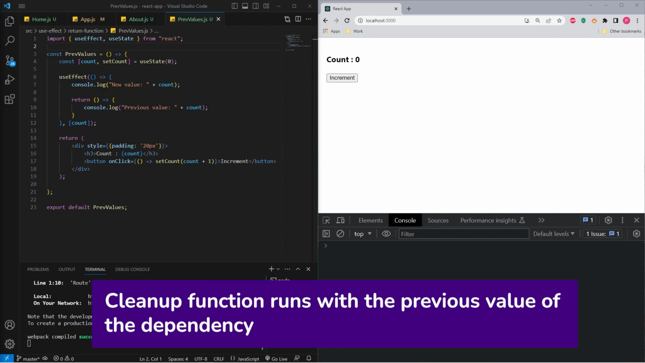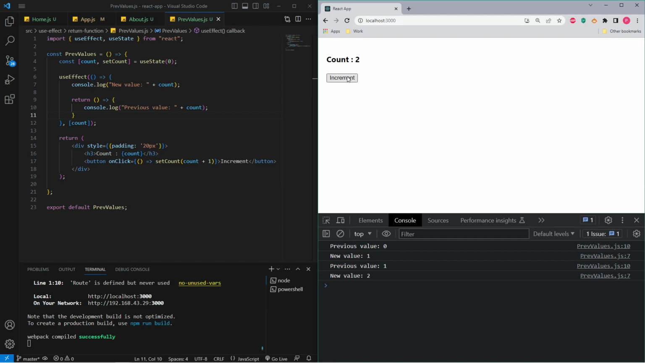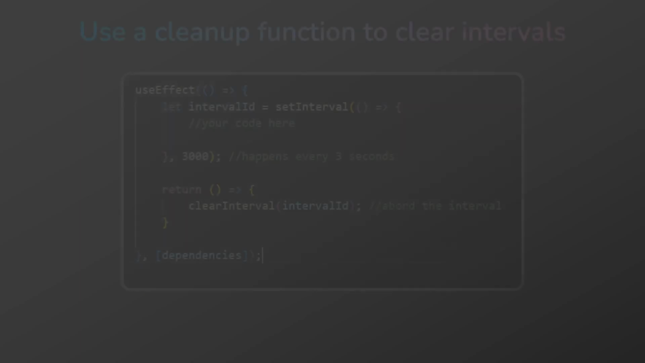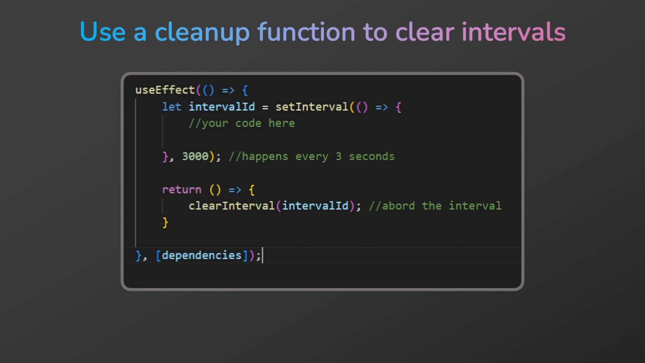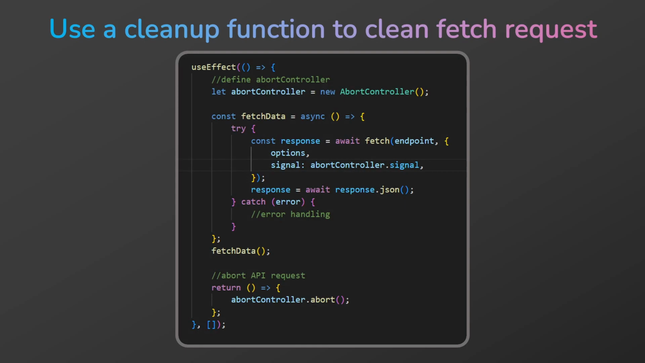A cleanup function executes with the previous value of the dependency when that particular dependency changes. In this example, you can see the cleanup function is logging the previous value. When we click the button increment, you can see in the console the previous value is being displayed using the cleanup function. These are some of the similar use cases for the cleanup function. You can use the cleanup function to clear timeouts and clear intervals, clear event listeners, and clean fetch requests.